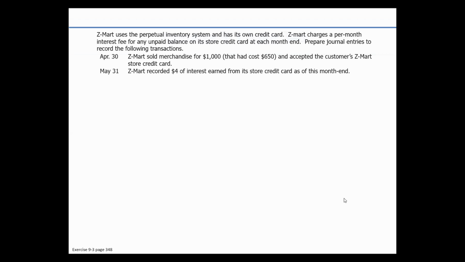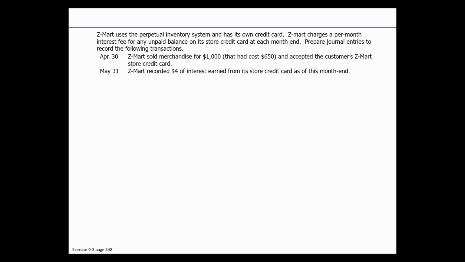Now we're going to talk about how you do it if it's a charge account that is actually held by the store. Zmart uses the perpetual inventory system, and they have their own credit card, or it could be like their own in-house charge account. So like before, I remember I was telling you about the local hardware store where they have kind of a tab account where you just go in there. If you're a business, they give you credit, you go in there and do it. So kind of the same thing, okay? But this is something held by the store rather than a bank.